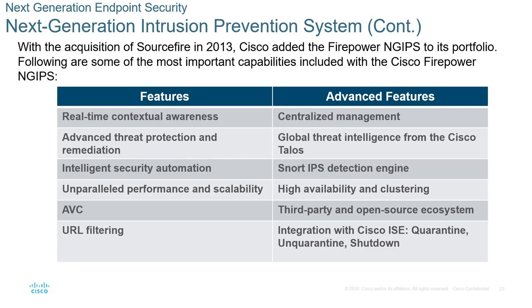With the acquisition of SourceFire about 7 years ago, Cisco added the Firepower next generation IPS to its profile. We've already talked about its real-time contextual awareness, but some of the advanced features are centralized management, better IPS using Snort, high availability, and better integration with third-party and open source-based ecosystems.